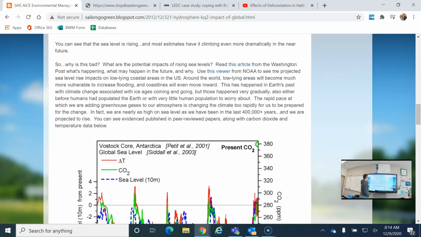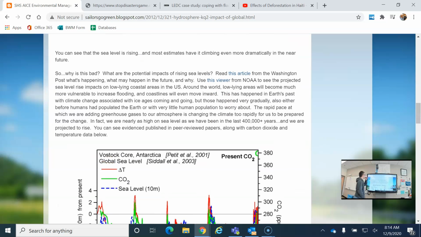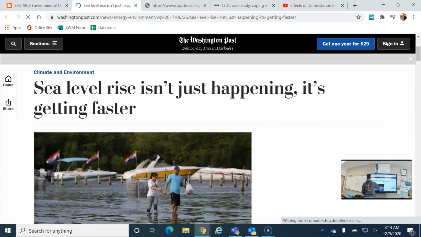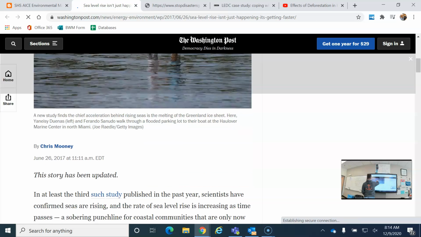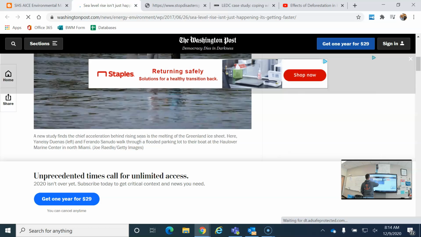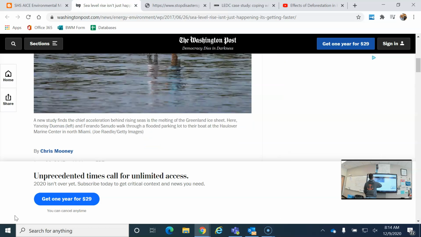Okay, so why is it bad? What are the potential impacts of rising sea levels? I'd like you to read this article from the Washington Post on sea level rise. It's getting faster. Sea level rise is getting faster. It is from 2017, so it's fairly recent. But please read about that.